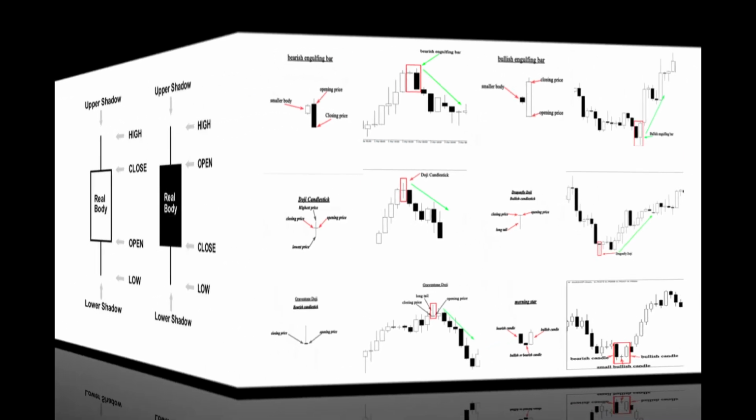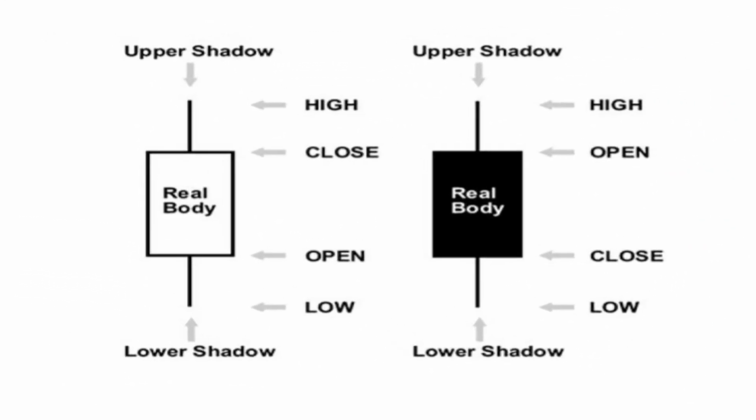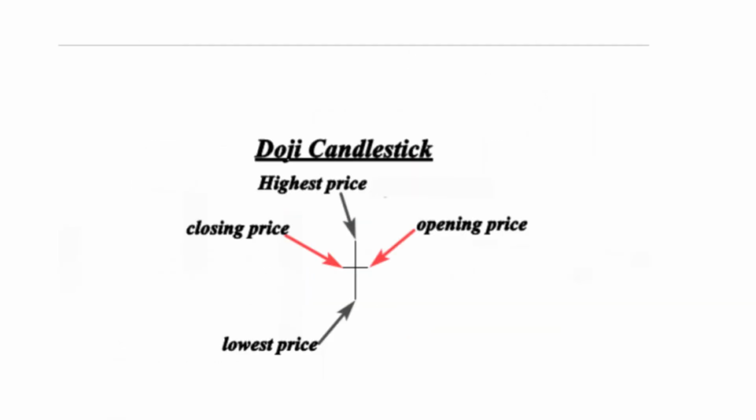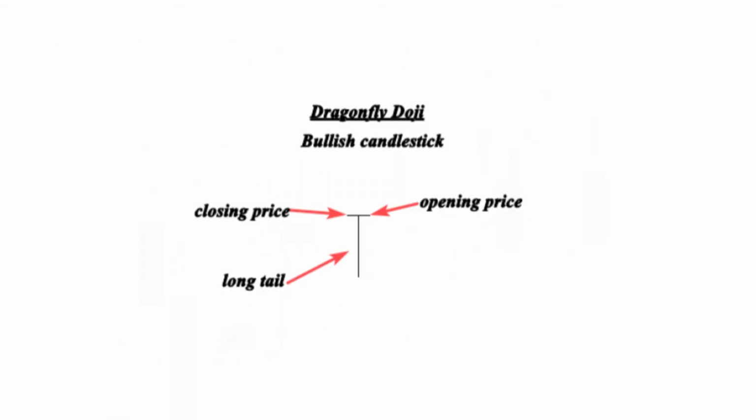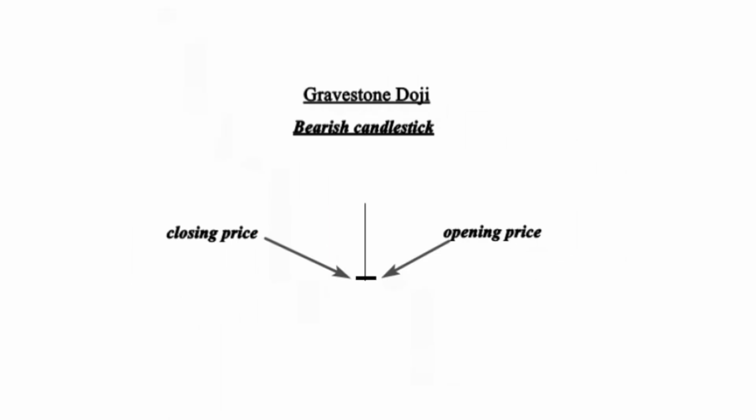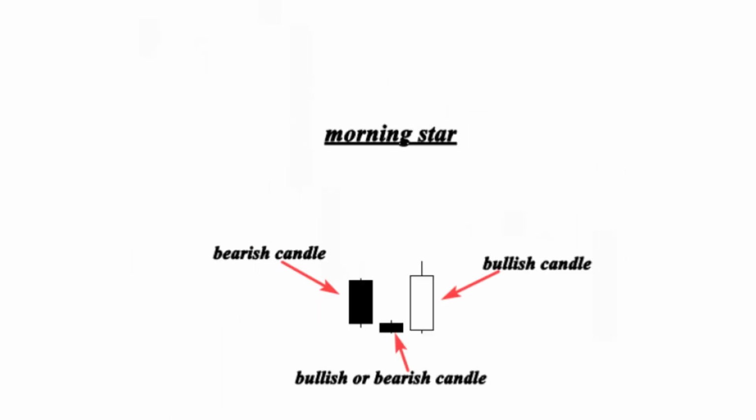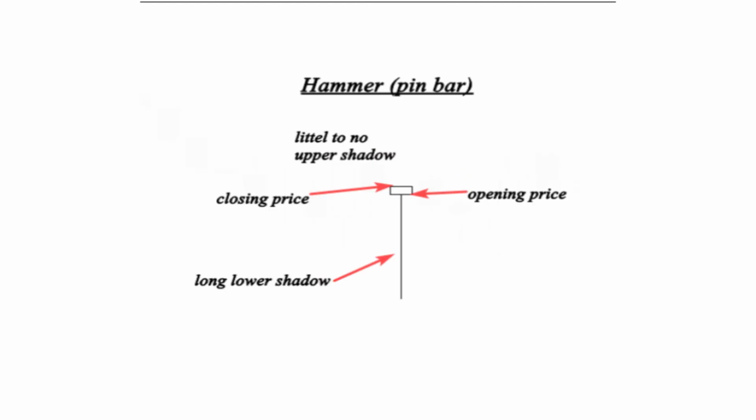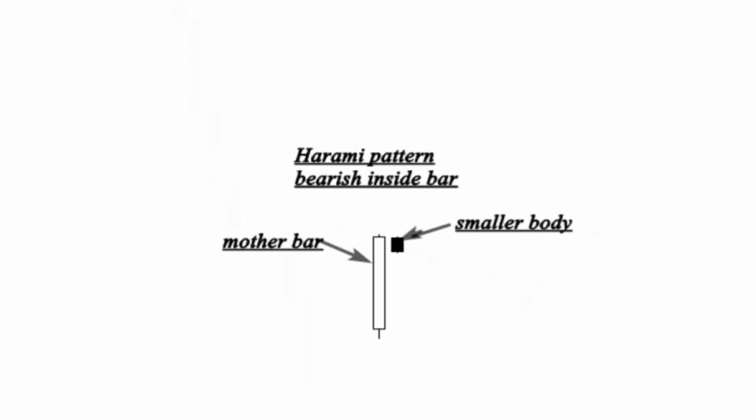And how are these Japanese candlesticks formed? They are formed by an open, a high, a low, and a close. Since we have talked about how candles are formed, now we are going to talk about some of them and their patterns: engulfing candlestick patterns, doji, dragonfly doji, gravestone doji, morning star, evening star, hammer, pin bar, shooting star, harami, tweezers.